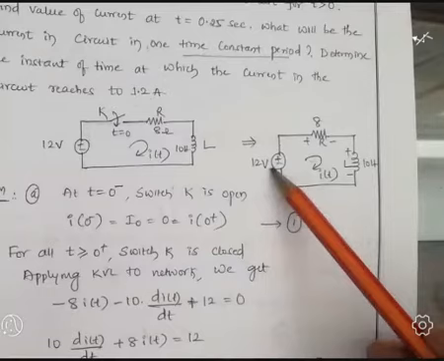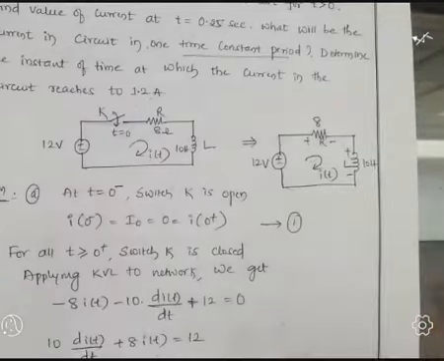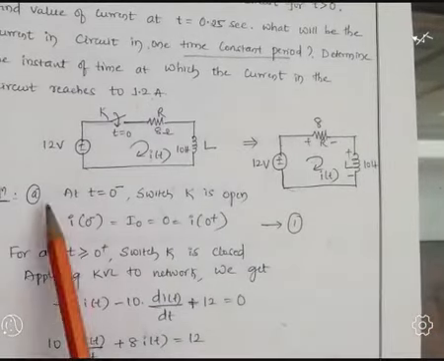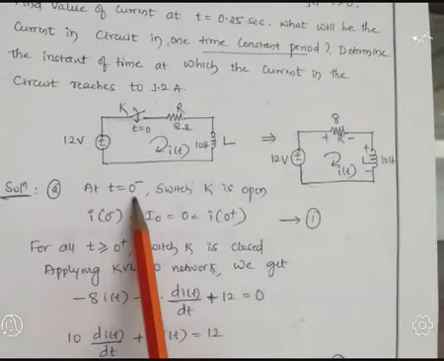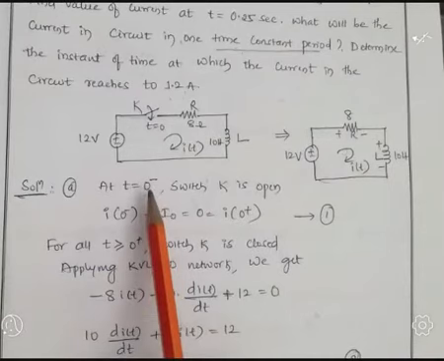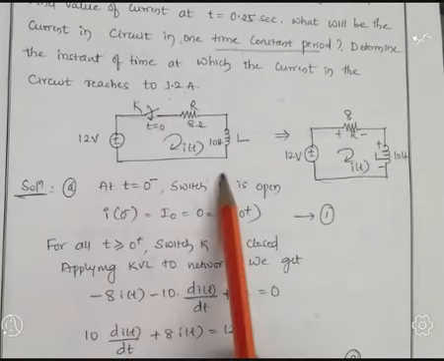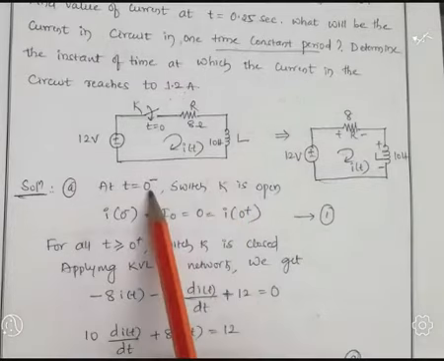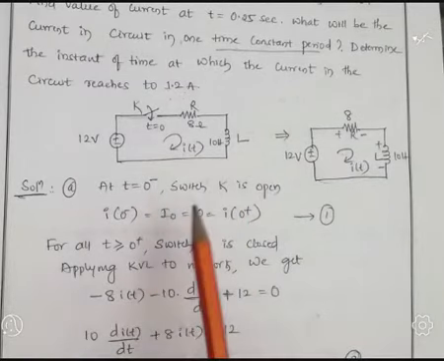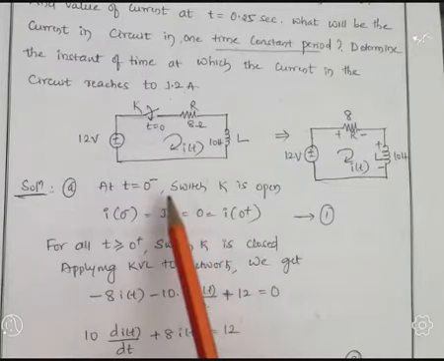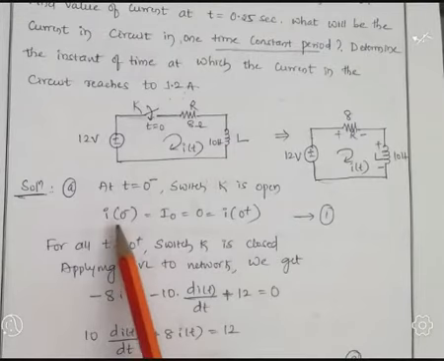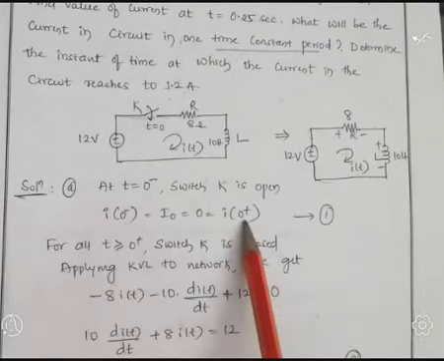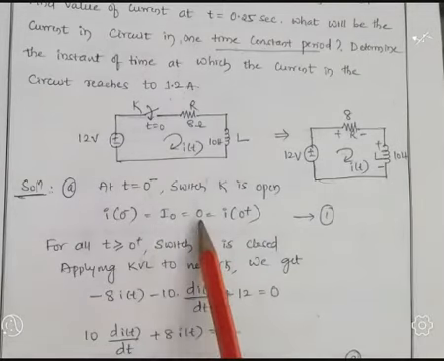So 12 volt applied voltage is there, resistance 8, inductor 10 Henry. Now it is a closed path. Now at time t equal to 0 minus, it means before the switch is closed, that is, switch K is open. Remember, recall the points. Switch K is open across the series RL circuit. The initial current is given as i(0 minus) equal to i(0 plus), indicated as the initial current I naught, which is 0.